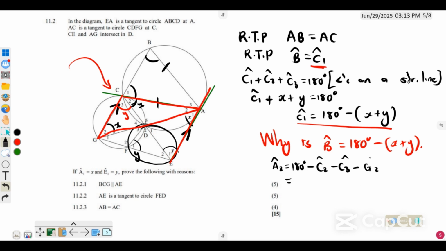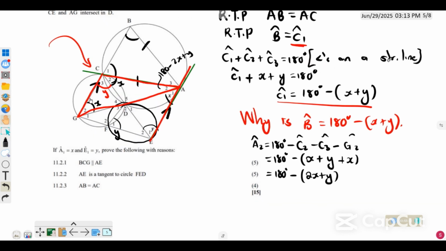So all those angles give us 180 degrees minus, we have C2. C2 is X. You can just use a plus when you factor out the minus. C3, which is Y, G2, which is X as well. So this gives us 180 degrees minus 2X plus Y. That's how it looks. So this is 180 minus (2X plus Y). That's the angle. But remember, that's just A2.